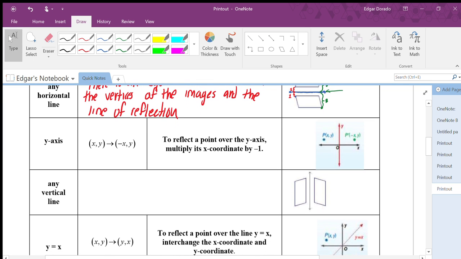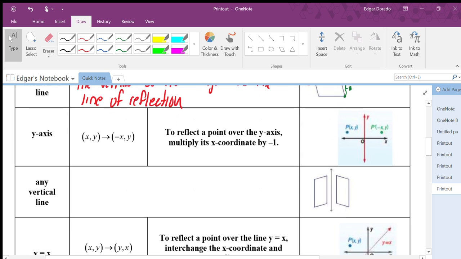So let's go on to the y-axis. If we have a line of reflection on the y-axis, notice my y's will stay the same because we're sitting on the y-axis, but my x will now turn from a positive to a negative, or the other way around, from a negative to a positive. It doesn't matter. So they will be a little bit different. My y stays the same, but not my x. My description says to reflect a point over the y-axis, multiply its x-coordinate by -1.